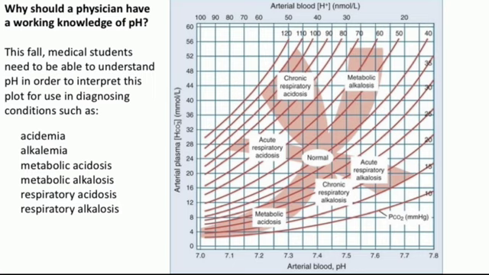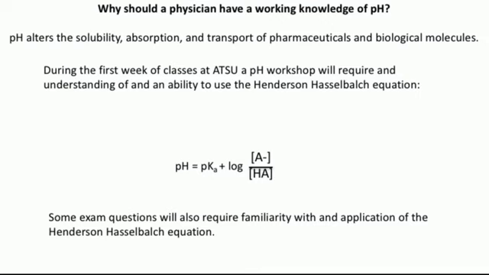Finally, I'm going to look at how different pharmaceuticals are soluble, how they're absorbed, and how they're transported at different pH values. You will need to be able to use the Henderson-Hasselbalch equation, and if you understand the Henderson-Hasselbalch equation, it's a lot easier to use it. So what I want to do right now is slow down to be sure you have this basic understanding of pH so that you can work with it.